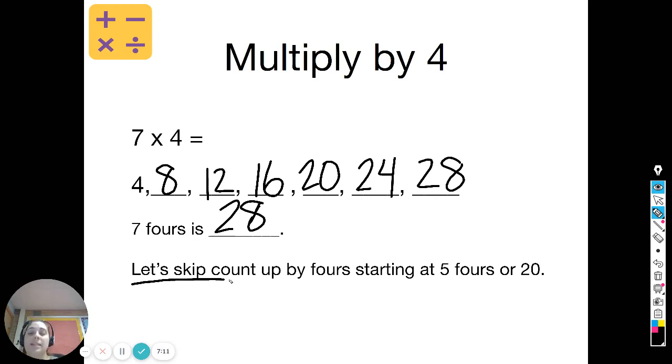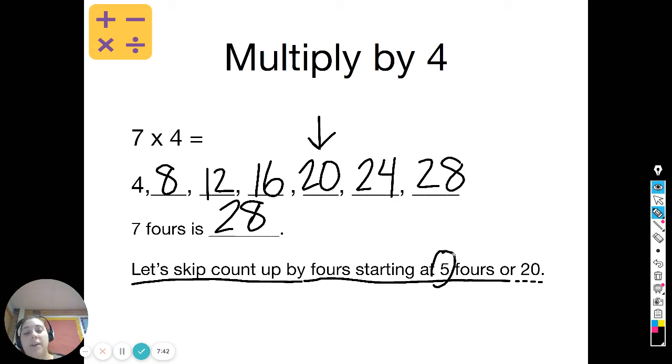Now it says let's skip count up by 4s starting at 5 fours or 20. So we're going to start right here and we're going to skip count up. What that's doing is helping us take a fact that we know really well. So we know 4 times 5 is 20, because we can count by 5s pretty easily. 5, 10, 15, 20, okay? So we're going to start there.